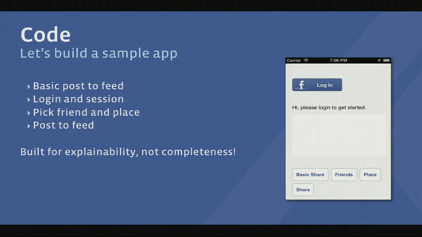Okay, we're going to build this really ugly app right here. It's going to have a handful of features to it, basic share. Then we're going to make a couple of API requests after we've added login. So we're going to add this login button. We're going to pick some friends. We're going to pick a place, and then we're going to do a stream published story that includes tags for both of those. The whole point of this is for explainability, not completeness.